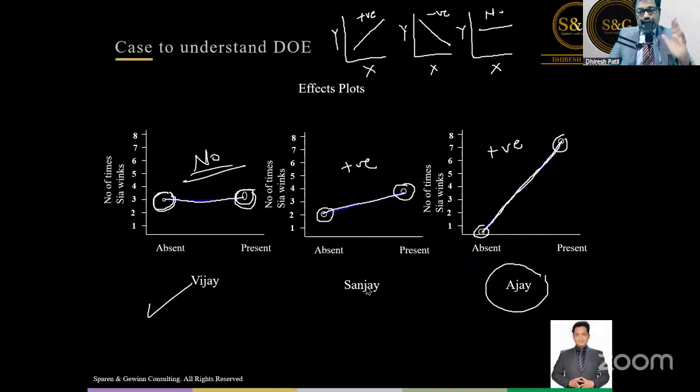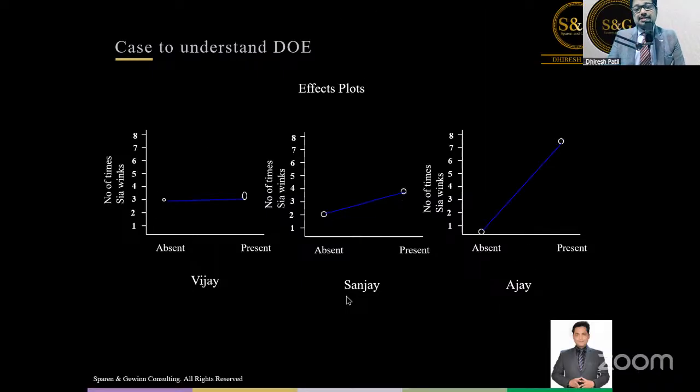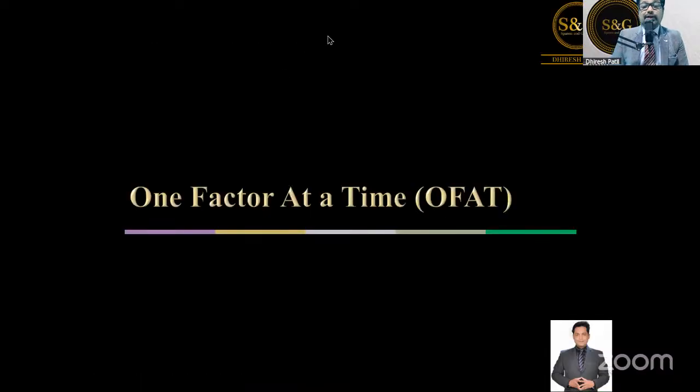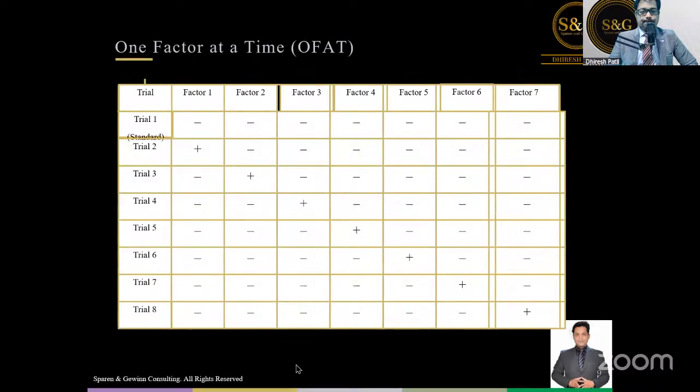Now, let's look at the history of this. In the beginning, it all started with one factor at a time, or we call it as OFAT. So before the design of experiment, the scientists used to do the experiment with OFAT. What is OFAT? Let's try to understand. OFAT is nothing but one factor at a time.